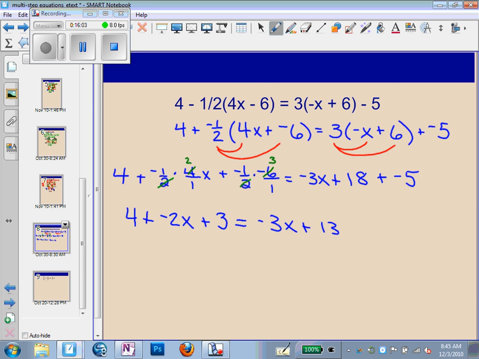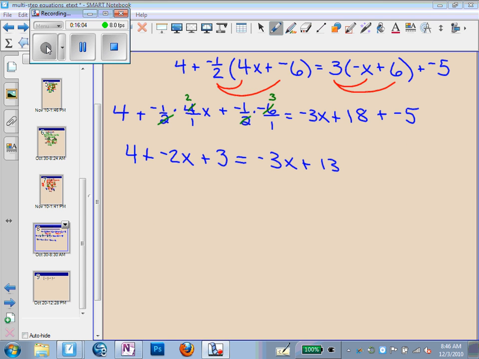So now I'm going to add my like terms. On the left-hand side, 4 and 3 are like terms, so I end up with negative 2x plus 7, because 4 plus 3 is 7, equals negative 3x plus 13. So now my equation is written in a basic way, so I can go ahead with my regular solving. So the 4 and the 3 are like terms that give me 7.